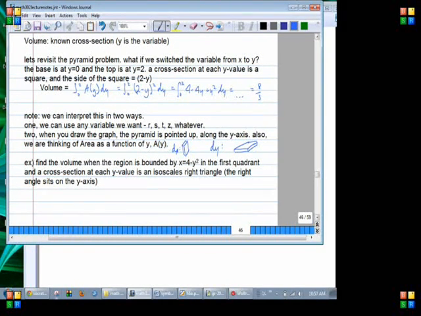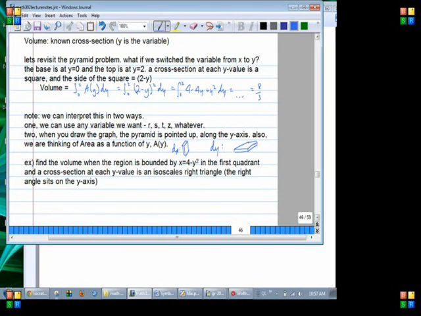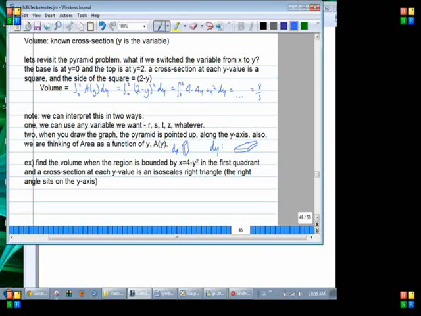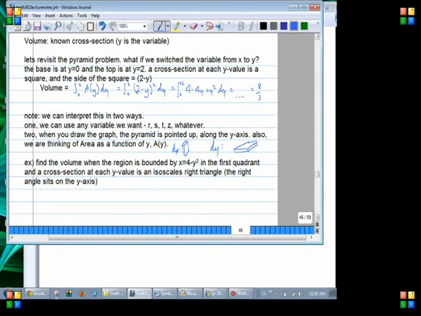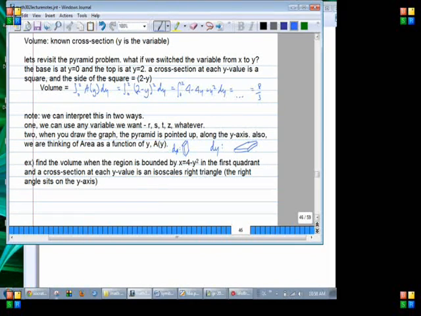So let's do this. Find the volume when the region is bounded by x equals 4 minus y squared in the first quadrant, and a cross-section at each y value is an isosceles right triangle. And just to be clear, the right angle sits on the y-axis. So one way to do this problem is to say, oh, I can't deal with x-axis, y-axis. Let me just rewrite everything in terms of y as a function of x. That would actually be a reasonable way to solve the problem. But let's try to work with it the way that it is.